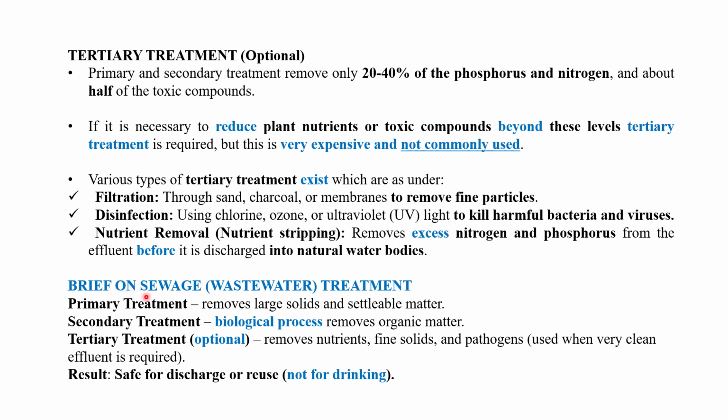So how can we briefly summarize sewage or wastewater treatment? The first one is the primary treatment, which removes large solids and settleable matter. In the case of secondary treatment, as we discussed, the activated sludge or trickling filter methods are biological processes which remove the organic matter by decomposition. The decomposition takes place by bacteria. The tertiary treatment, which is optional, removes the nutrients, fine solids and pathogens, used when very clean effluent is required.